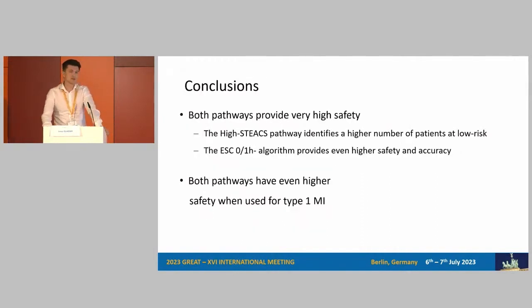I come to the conclusions, and the first and I think most important conclusion of them all is that both pathways are very safe and provide very high sensitivity of over 99%. The high stakes pathway identifies a higher number of patients at high risk. This is the advantage of the high stakes pathway. On the other hand, the ESC algorithm provides even higher safety, especially the fact that it does not miss any type 1 NSTEMI shows that. And both pathways are better for the application on type 1 NSTEMI.